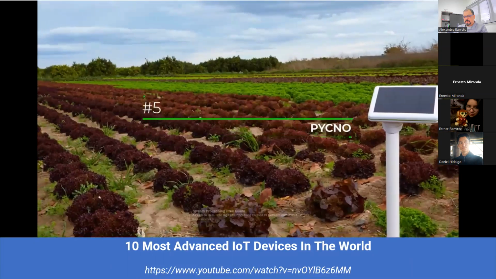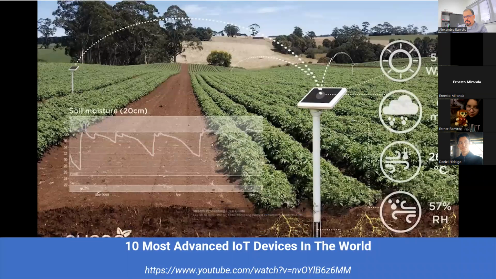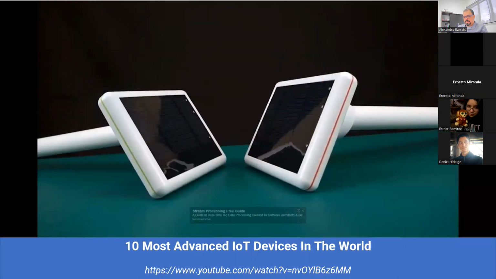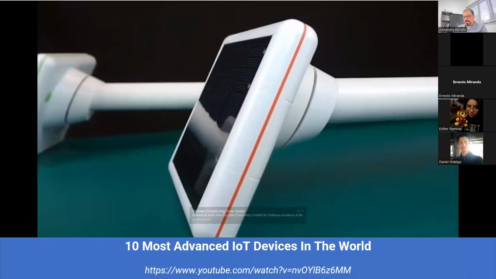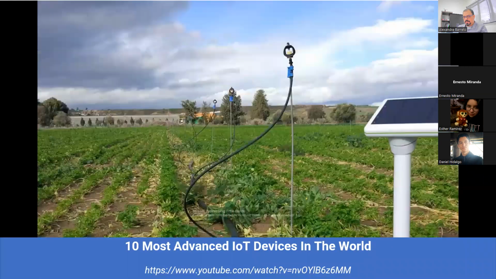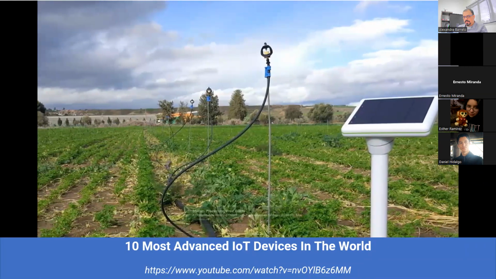Number 5. Picno. Every farmer knows that getting all the data parameters of the soil and the air is important to their farming success. Picno is an IoT device invented to help farmers tackle the problem of food security by building a network of wireless sensors for growers. These simple-to-use and easy-to-maintain sensors measure key parameters of the soil and the air, which are mixed with other regional data to provide users with the best practices on how to be more efficient at producing food.